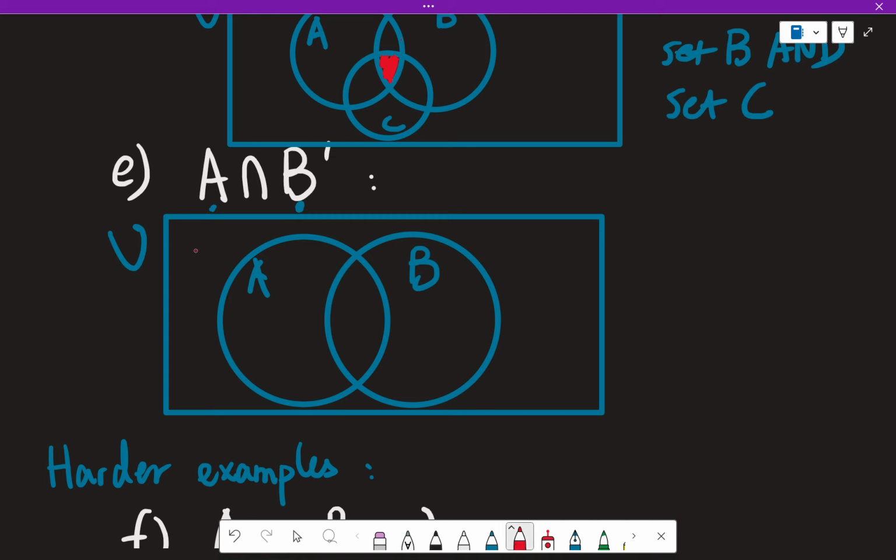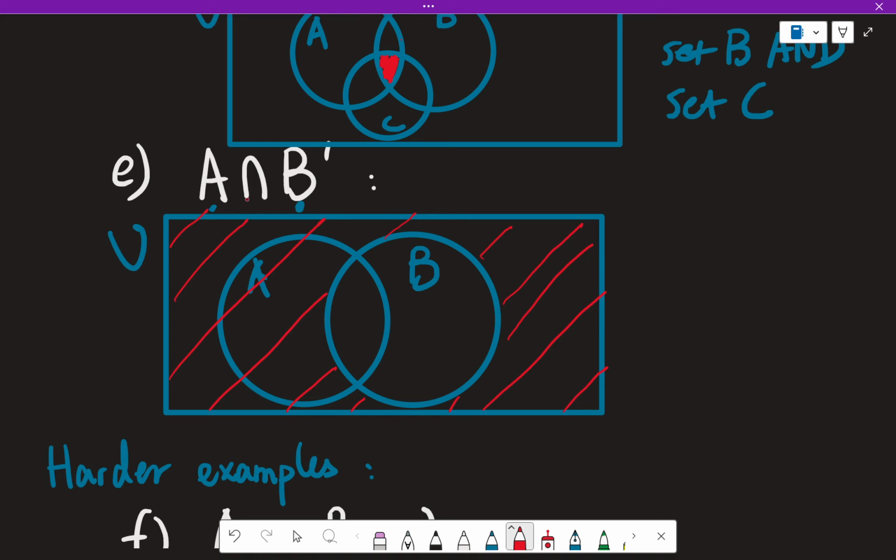As we know, the complement of B should be the area that is not in B but in the universal set. So anything that is in the universal set but not in B is the part that I'm painting in red color. Anything in the universal set but not in the set B.